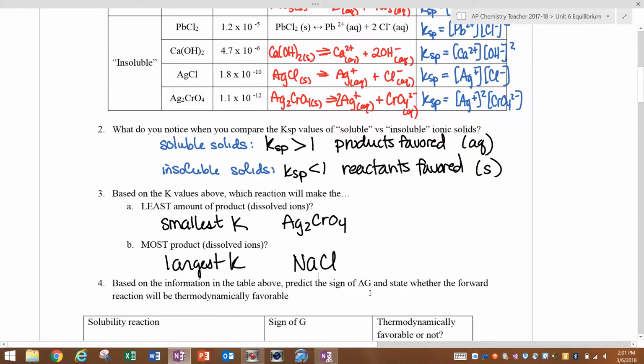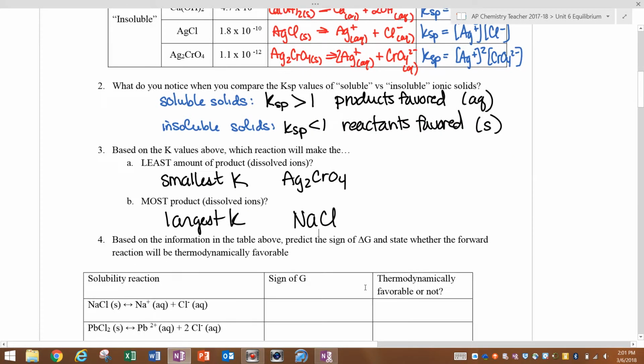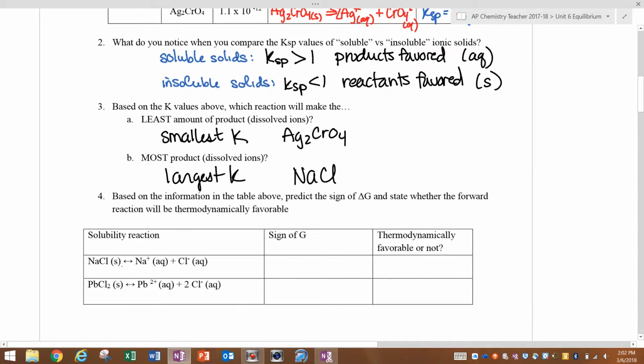And thinking about how K relates to delta G, for sodium chloride, we know that the K value is greater than 1, and that means that its product's favored. That means the forward reaction is favorable. That means it's got a negative delta G, and the reaction is favorable. If, in the case of lead chloride, the K value is less than 1, that means that forward reaction is not favorable. And that is why it is reactants favored. So we don't make very much products there.